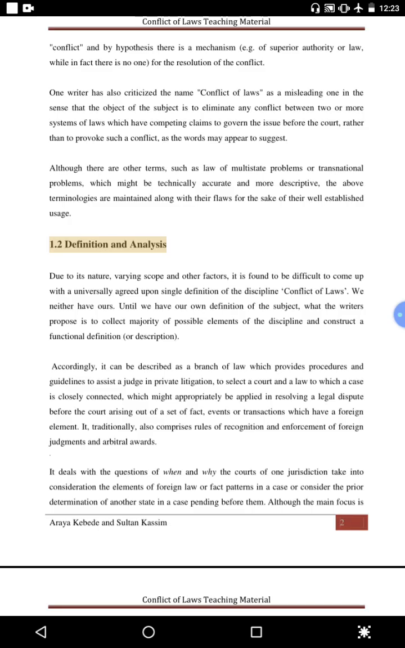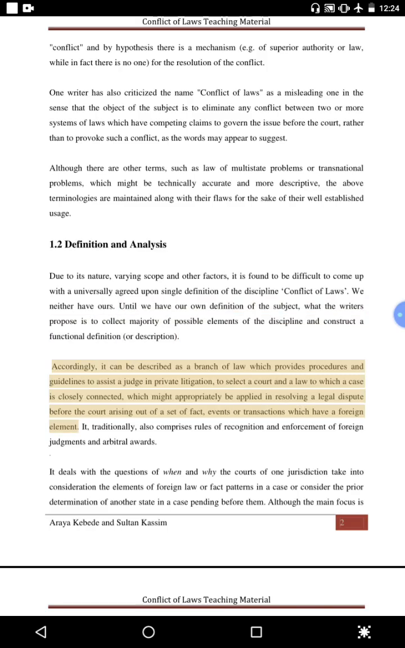1.2 Definition and Analysis. Due to its nature, varying scope and other factors, it is found to be difficult to come up with a universally agreed upon single definition of the discipline, conflict of laws. We neither have ours. Until we have our own definition of the subject, what the writers propose is to collect the majority of possible elements of the discipline and construct a functional definition, or description.